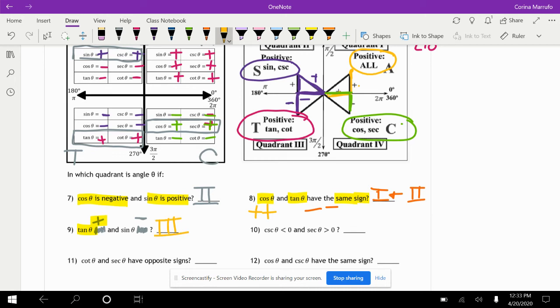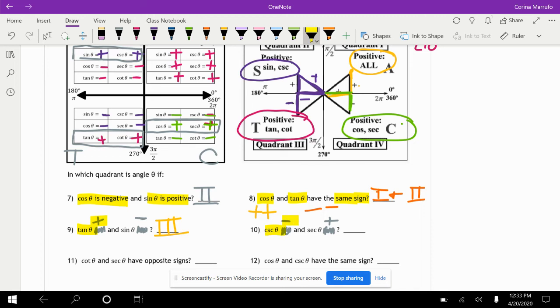All right, the next one. We're looking for when cosecant of theta is less than 0 and secant of theta is greater than 0. Once again, cosecant of theta less than 0 is a fancy way of saying that cosecant is negative. Secant of theta is greater than 0 is a fancy way of saying that it is positive. Okay. So then from there, we're going to go ahead and check cosecant is negative.